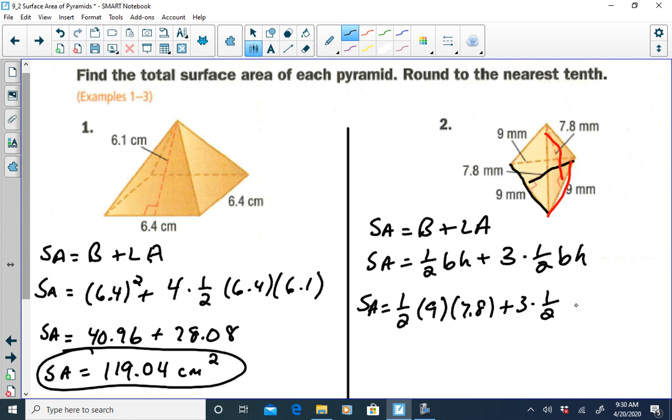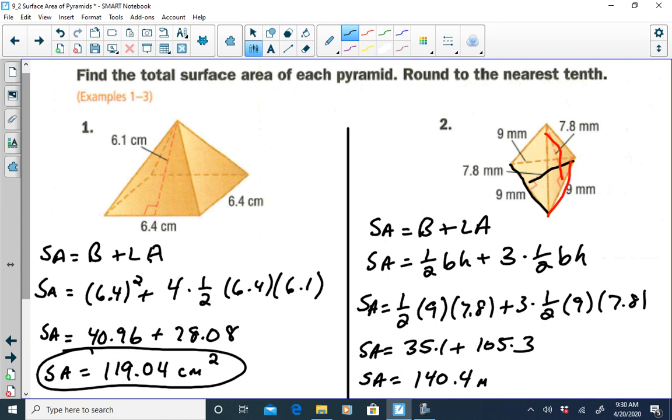So that's going to be times 9 and then 7.8 here. So the surface area is going to be equal to 35.1 plus 3 times 1/2 times 9 times 7.8, that's 105.3. So the surface area is going to be equal to 140.4 square millimeters.